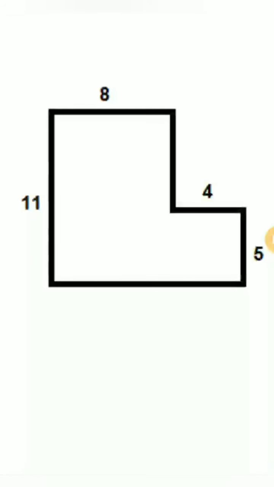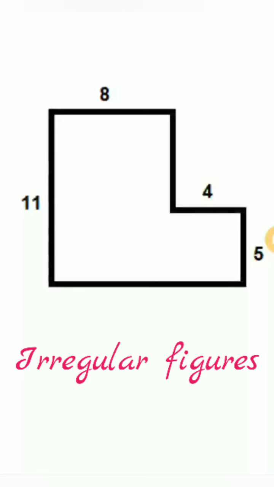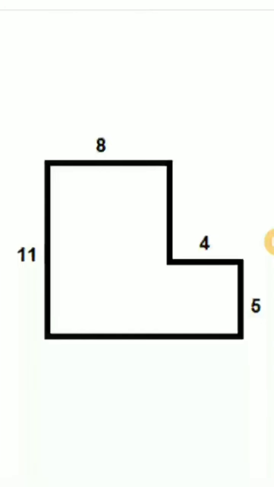But what about this figure? Is this a rectangle? No. Is this a square? No. Then what is this figure? This figure is not a standard geometrical figure. So these kind of figures which are not standard geometrical figures are known as irregular figures. Suppose we need to find out the area of this irregular figure. How can we find it?